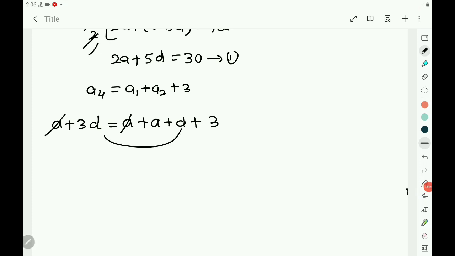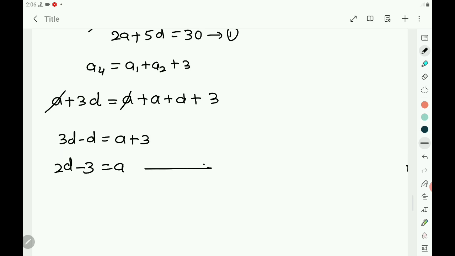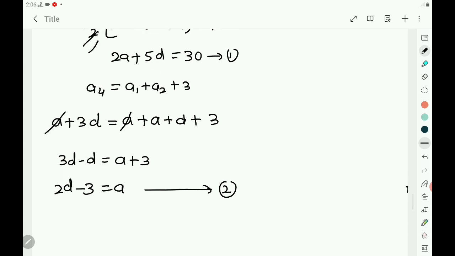Transfer this d to the LHS, that is 3d minus d equals a plus 3. 3d minus d is 2d. Transfer this 3 to the LHS, it becomes 2d minus 3 equals a. Consider this as the second equation. Now you write the first one, then you write the value of a there.